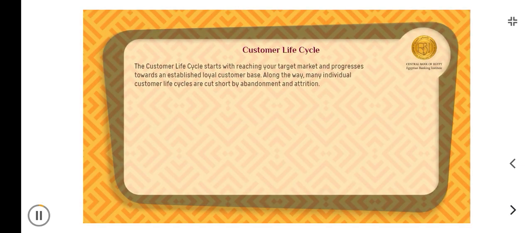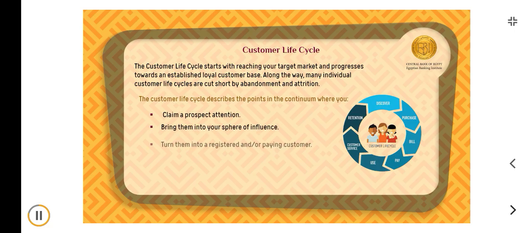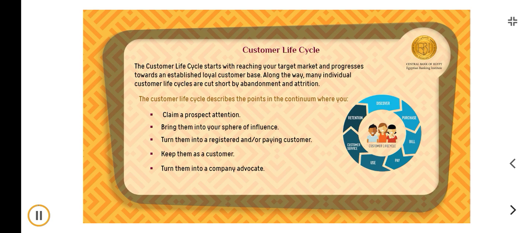Customer life cycle. The customer life cycle starts with reaching your target market and progresses towards an established loyal customer base. Along the way, many individual customer life cycles are cut short by abandonment and attrition. The customer life cycle describes the points in the continuum where you claim a prospect's attention, bring them into your sphere of influence, turn them into a registered and/or paying customer, keep them as a customer, and turn them into a company advocate.